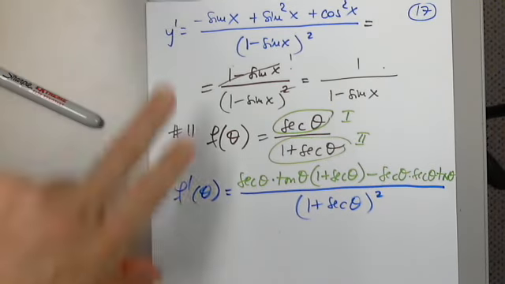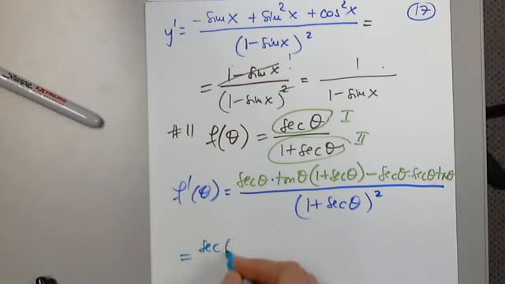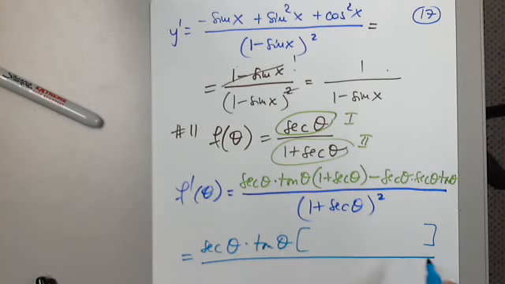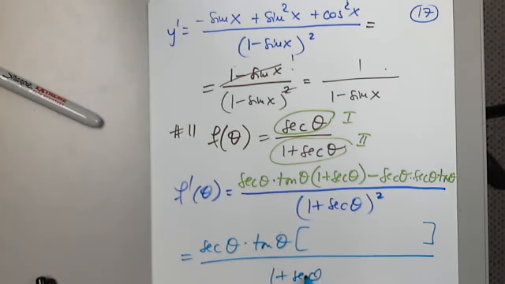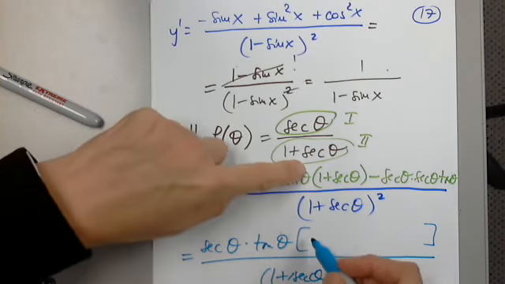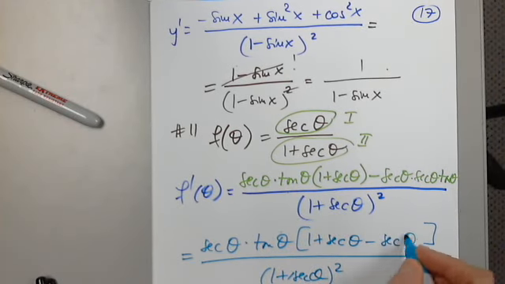I will try to simplify if possible. So what can I factor out? Secant tangent is in both, right? Secant theta times tangent theta, and 1 plus secant theta squared in the denominator. So, secant tangent is out, then I have 1 plus secant theta. Secant tangent is out, so I have minus secant theta.